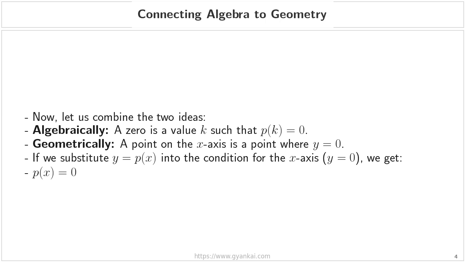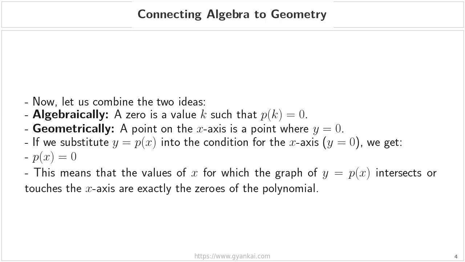So here is the magic moment where algebra meets geometry. If we take our function, where y equals p of x, and we substitute it into our condition for the x-axis, which is that y must equal 0, we are left with the equation, p of x equals 0. What does this tell us? It tells us that the values of x where the graph of y equals p of x actually hits, or even just touches the x-axis, are exactly the same values we call the zeros of the polynomial. In short, the algebra and the graph are telling us the exact same story. This connection is what we will use to solve more complex problems, like the example coming up in the next few slides.